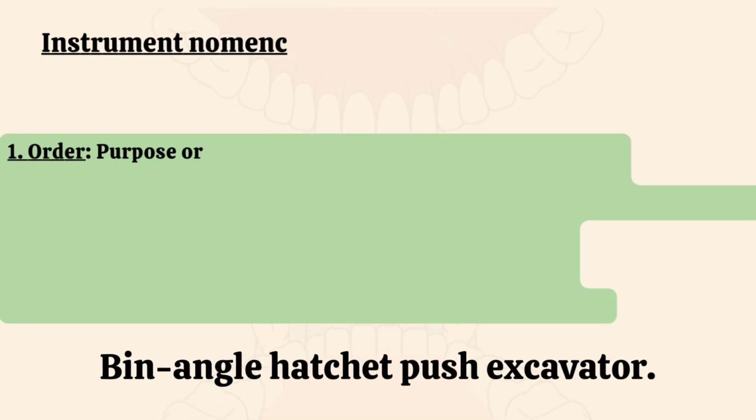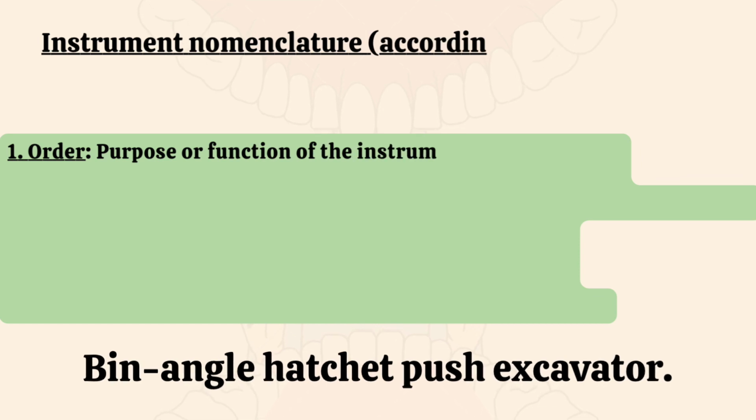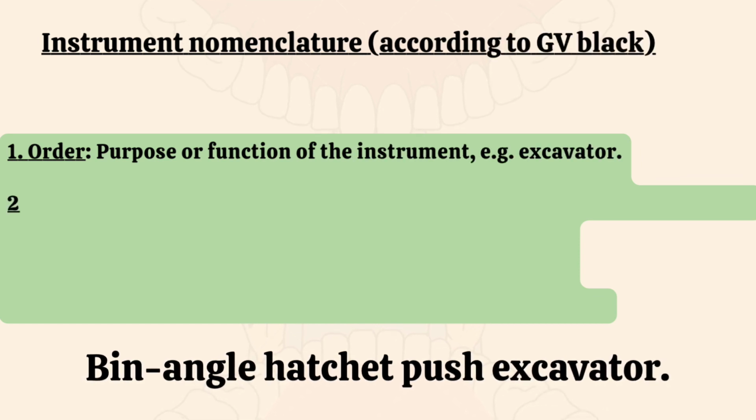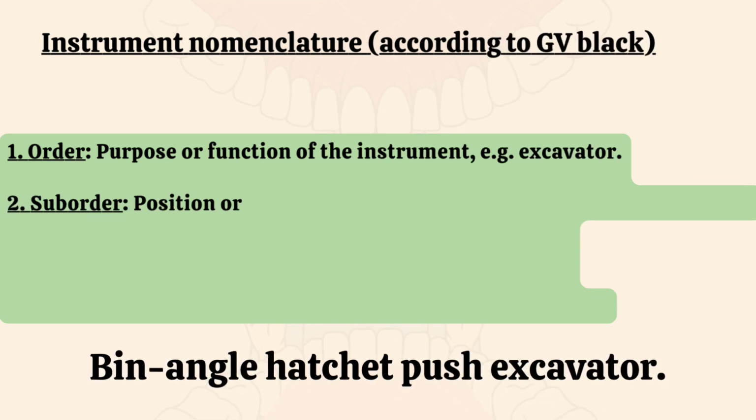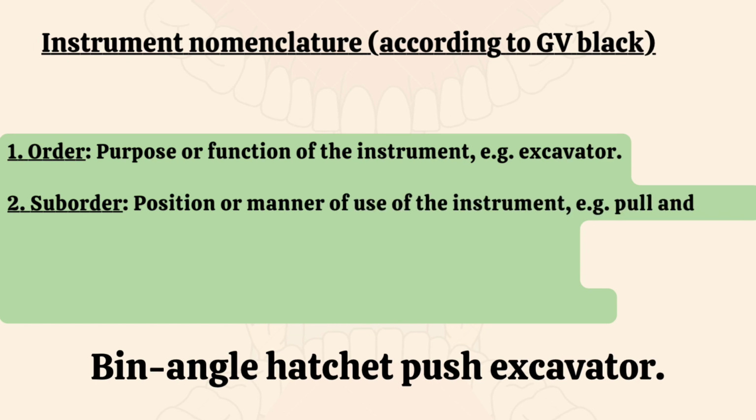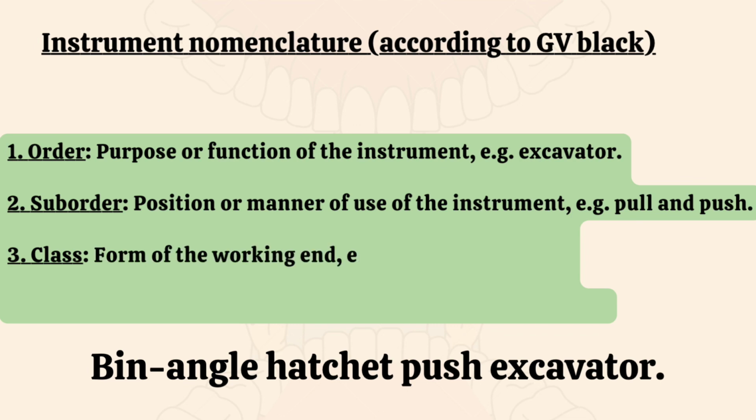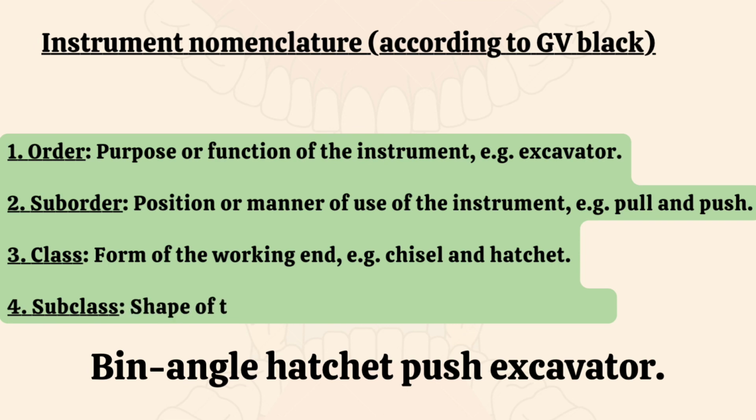G.V. Black's nomenclature. According to G.V. Black, this classification is based on the use of the instrument. 1. Order: the purpose or function of the instrument, for example, excavator. 2. Suborder: position or manner of use of the instrument, for example, pull and push. 3. Class: form of the working end, for example, chisel and hatchet. 4. Subclass: shape of the shank, for example, mono-angle and bin-angle.